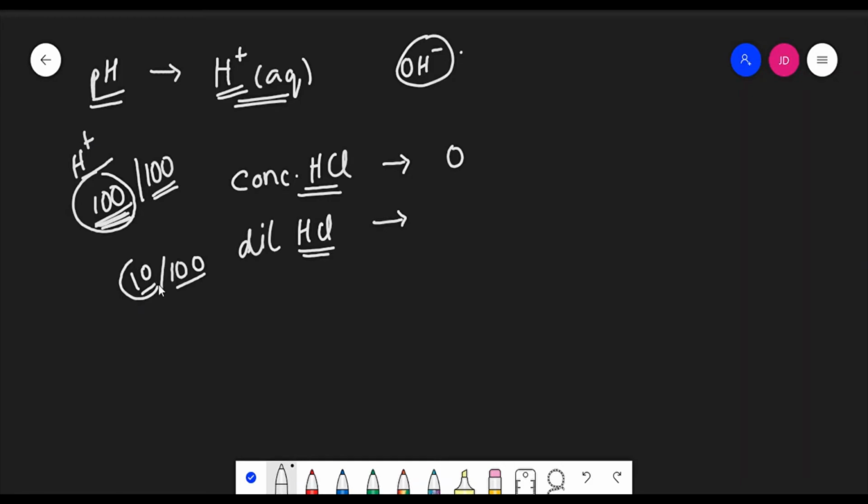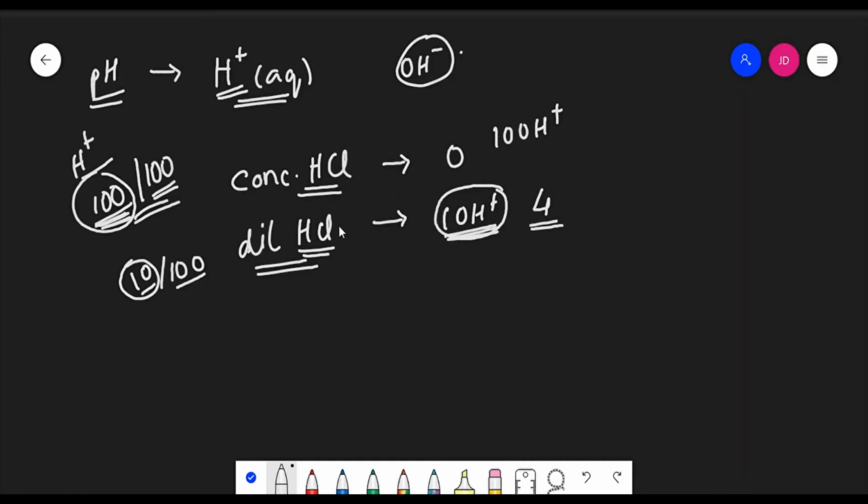Less acid means it may release only, suppose here 100 HCl can release 100 H plus, here our 10 HCl can release only 10 H plus. So obviously this will be a weaker acid. Now what we see is, because it is releasing less H plus, the pH value will be bigger than 0. Let's say maybe 4.